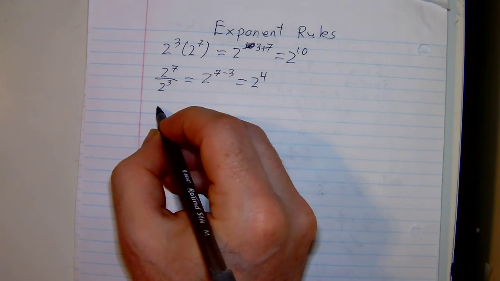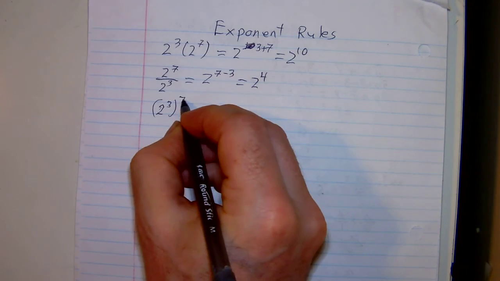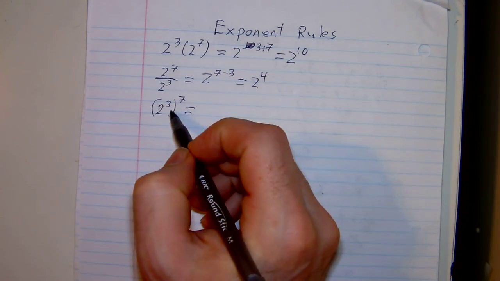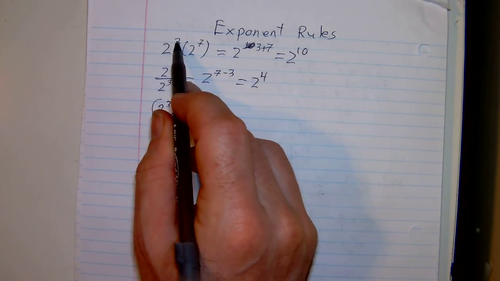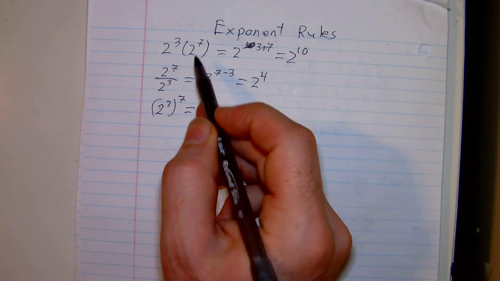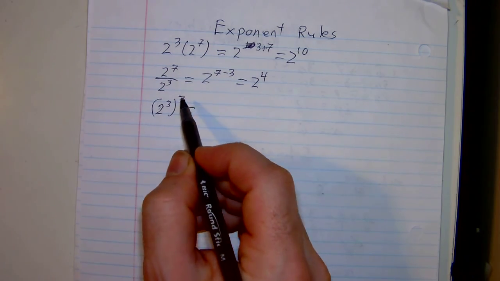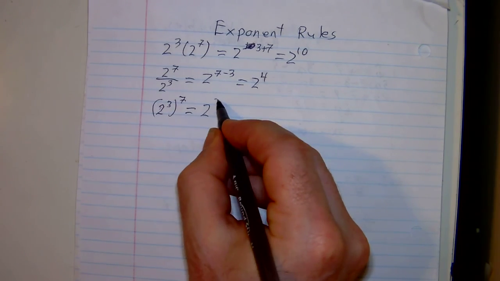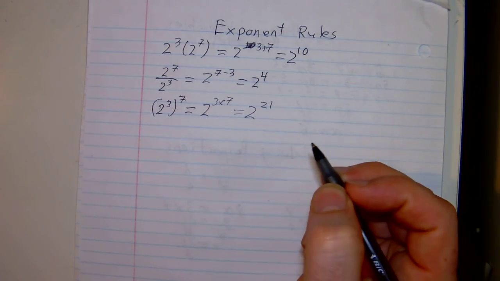And if we have power of a power, so 2 to the power of 3 to the power of 7, a lot of people get this confused with the first situation. It's not the same, right? Here we are multiplying the powers, 2 to the 3 times 2 to the power of 7. Here we have 2 to the 3 to the power of 7. So different situations. In this case, we multiply the exponents, which is 2 to the power of 21.